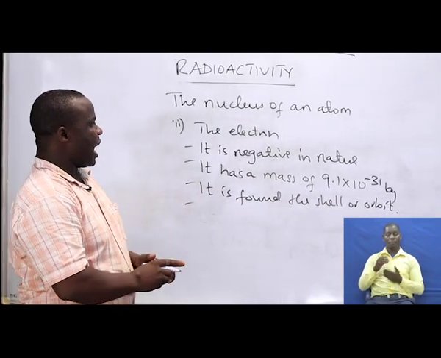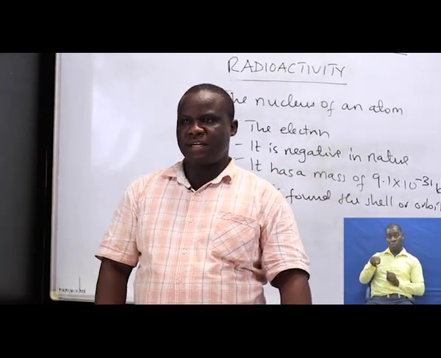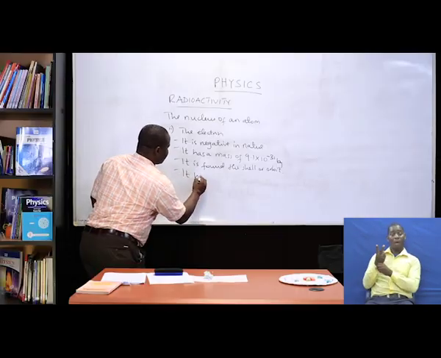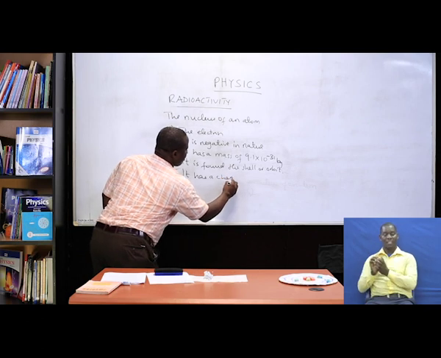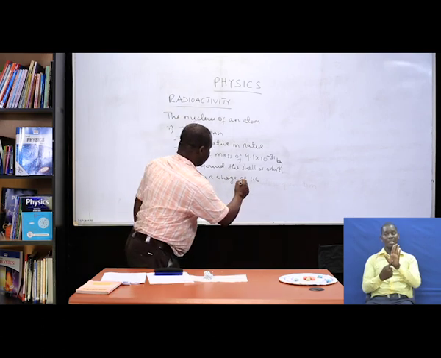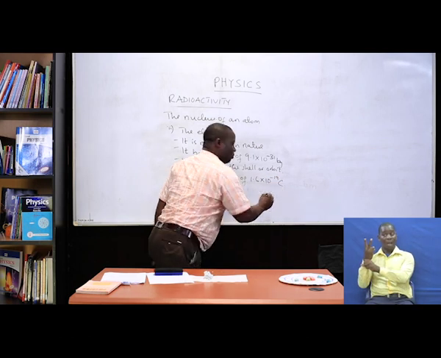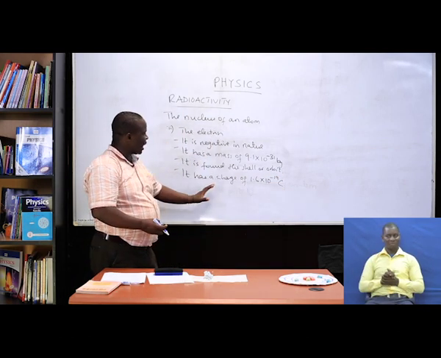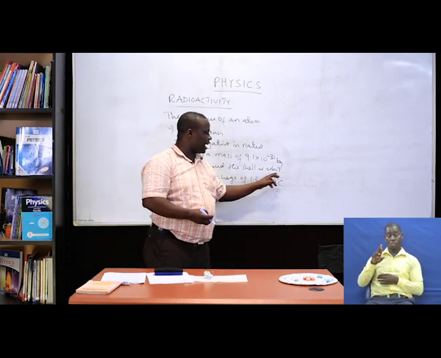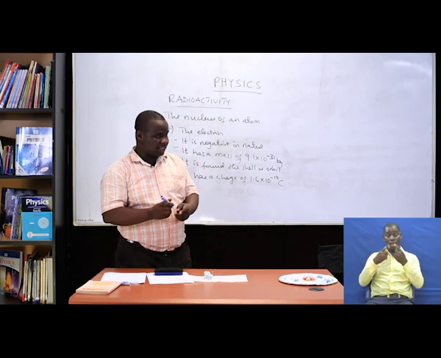But also, an electron has a charge. The charge of an electron is almost 1.6 times 10 power negative 19 coulomb. It has a charge of 1.6 times 10 power, negative 19 coulomb. All of this describes the electron, which is found in the shell or in an orbit of the nucleus. We are going to see the structure of it as we go on.